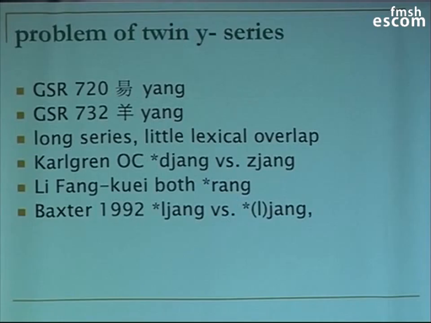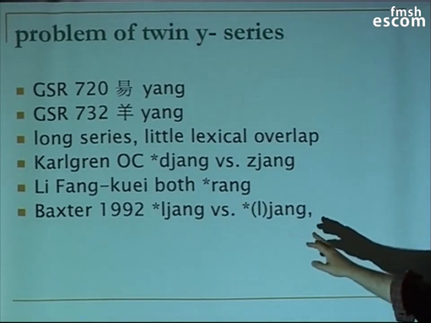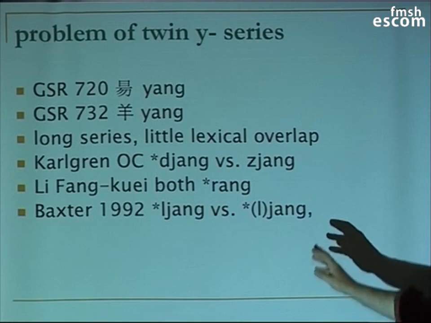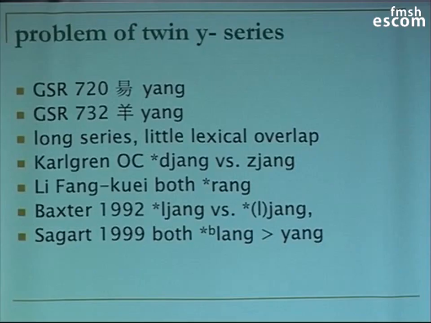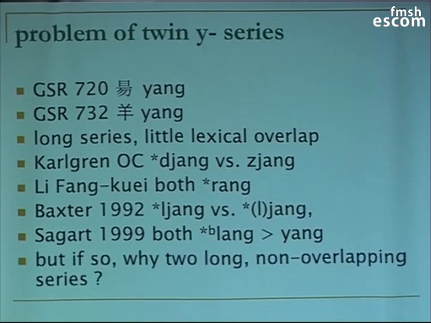Now, Bill, in his book of 1992, reconstructed Liang versus Liang, meaning he wasn't sure whether there was a difference or not. He thought there might be one, but he couldn't tell what it was. And I, in my 1999 book, reconstructed both as type B lung. But that was an error. You know, because these are long series, a lot of words in each of them, maybe 30, and very few words in common.